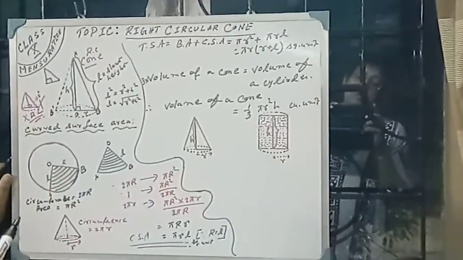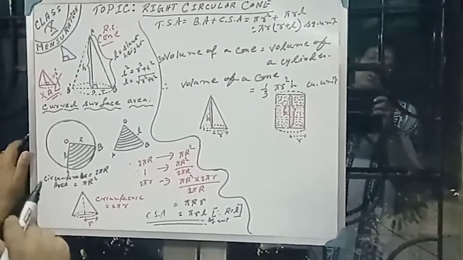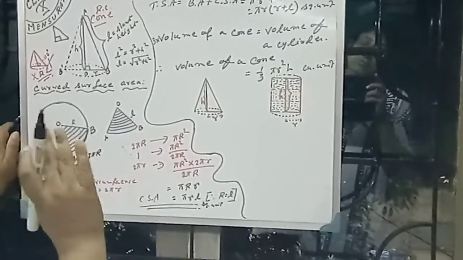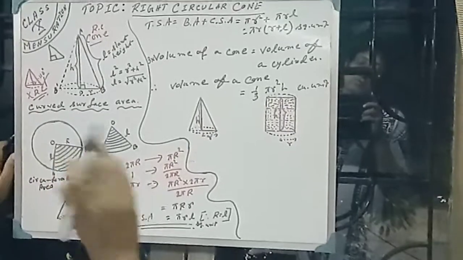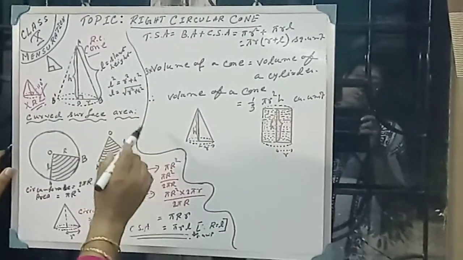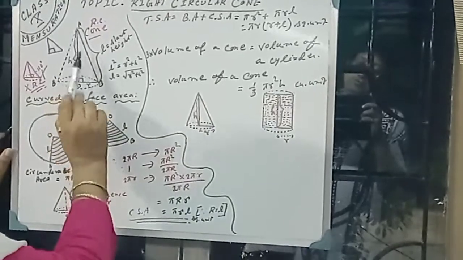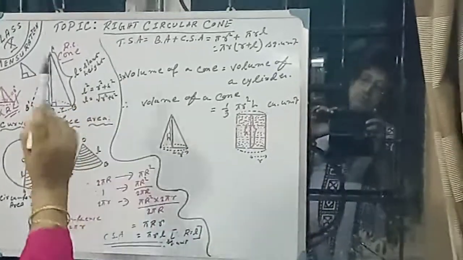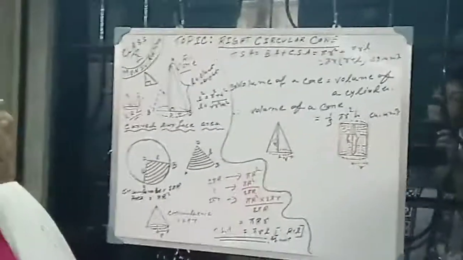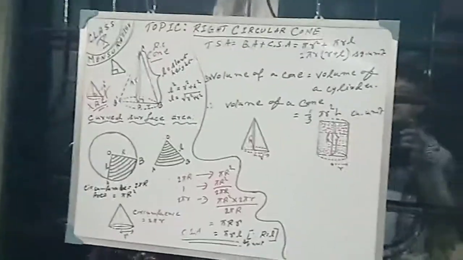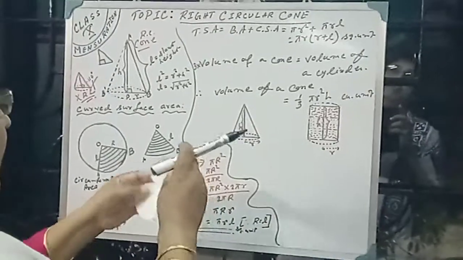Now a very important part of the right circular cone is the curved surface area. We get the curved surface area, the whole surface area and the volume. Here we will discuss the curved surface area, that means this part's area, and then the whole surface area, and then the volume.